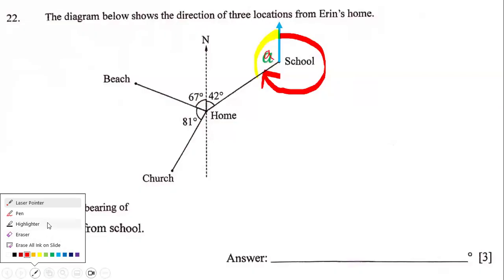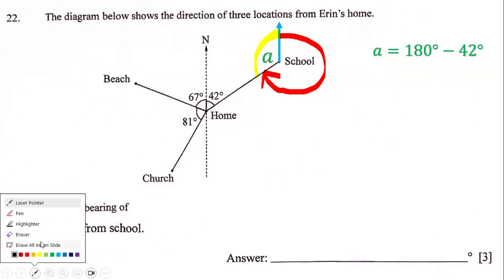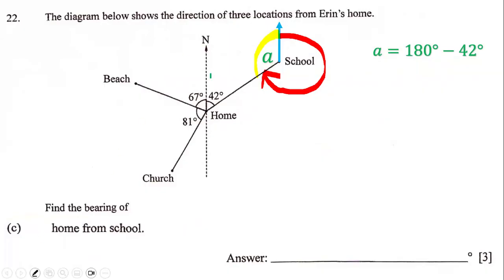So let me erase what I have. So we call this A. And how are we going to figure out what A is? Well, notice carefully that we can figure out A just by subtracting 42 from 180. The reason why that's the case is because this north right here, and this particular north right here, we put the N, these two norths are parallel to each other. They connect right here.